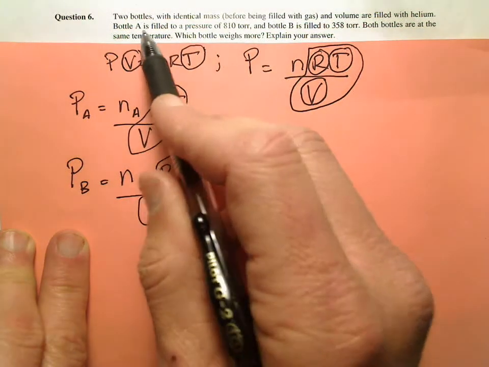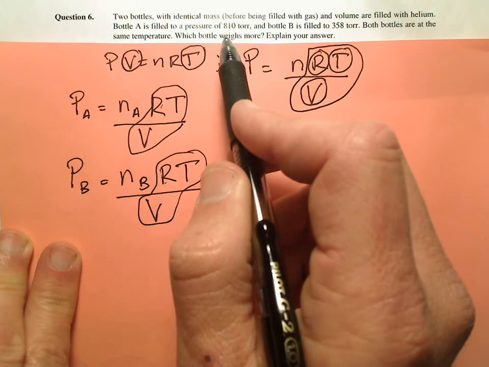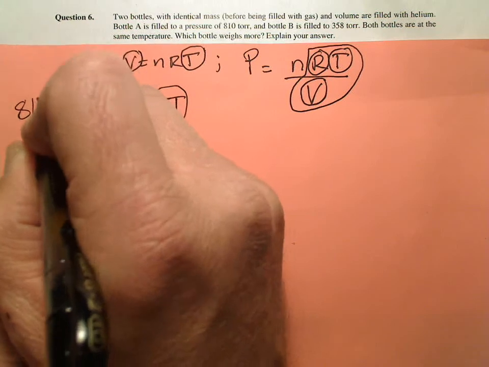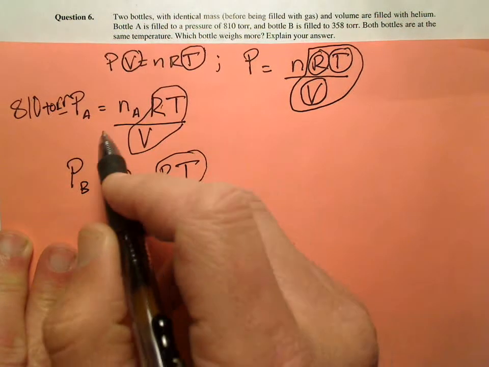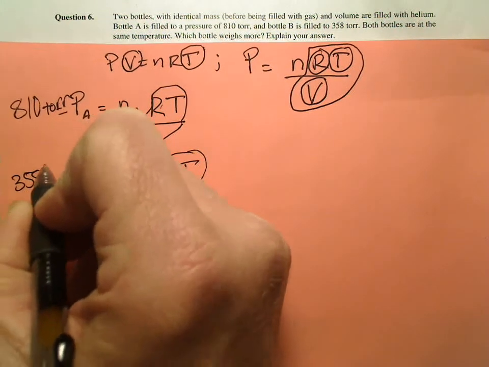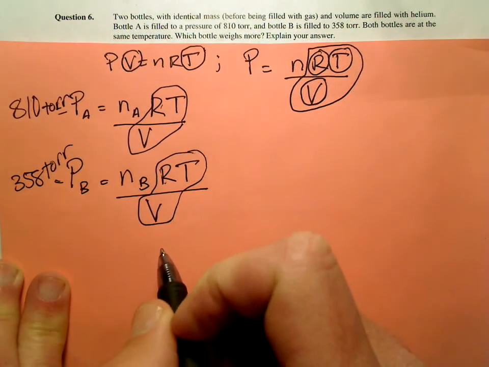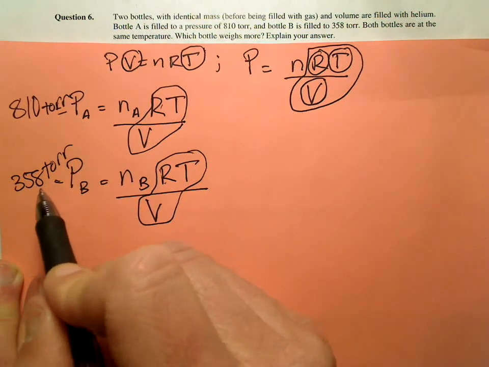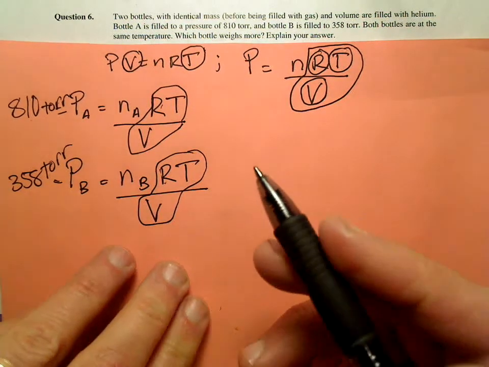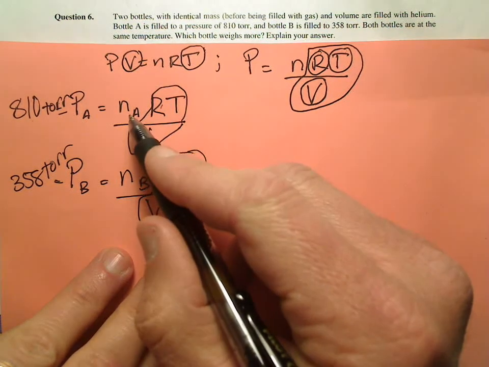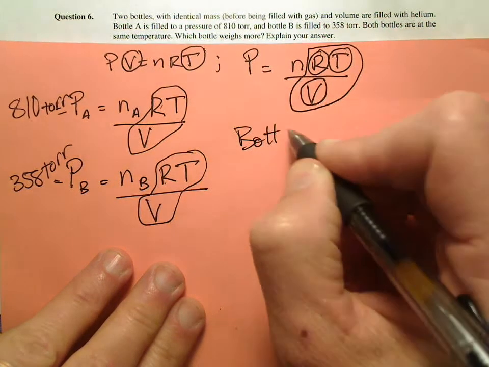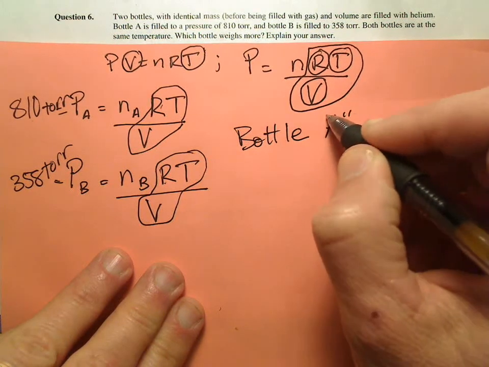So if we look here, bottle A is filled with 810 torr, and bottle B is filled with 358. Since this is smaller, that must mean that it has fewer moles. This is bigger, so a larger number of moles. Since there are more moles in bottle A, it is going to weigh more.